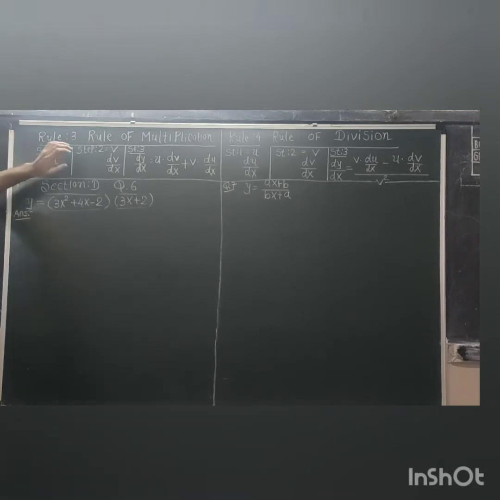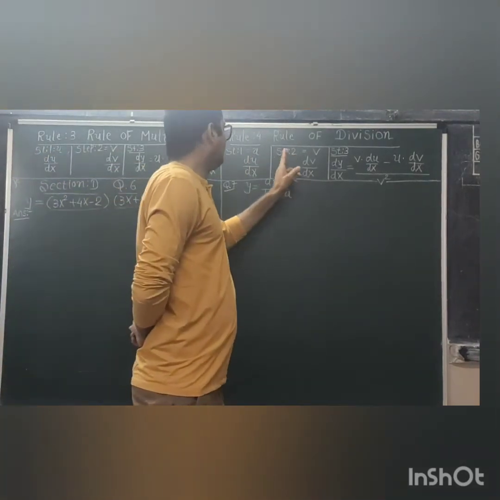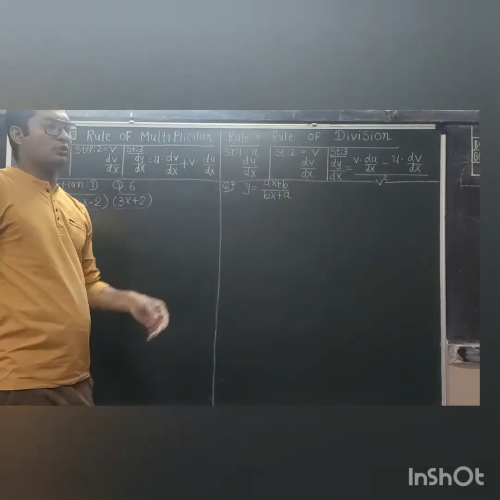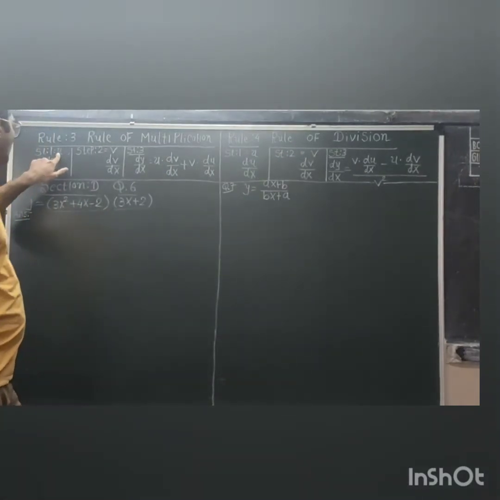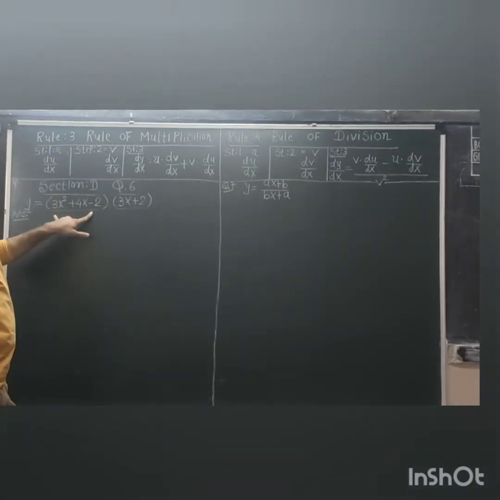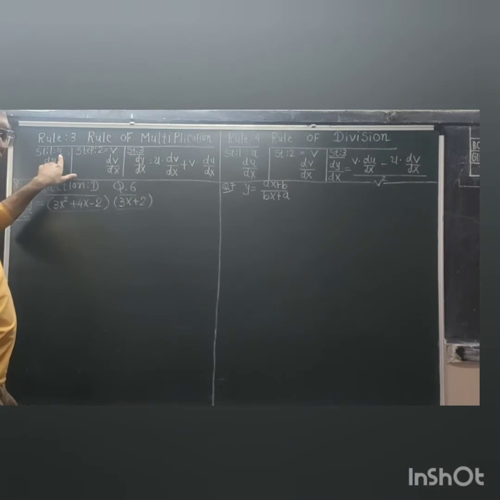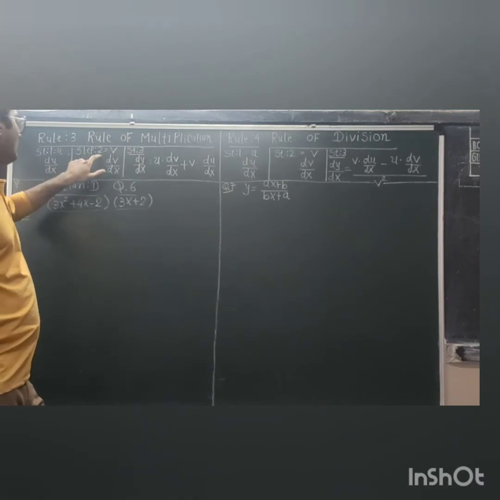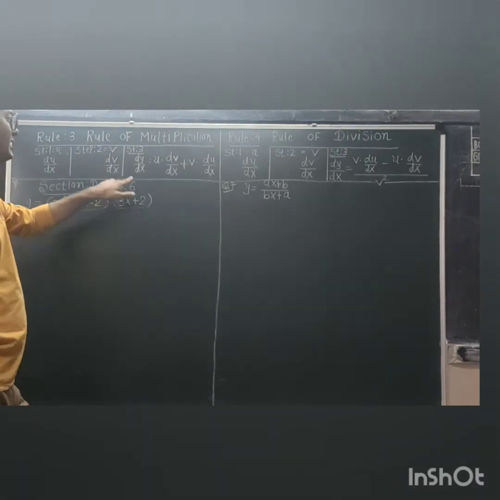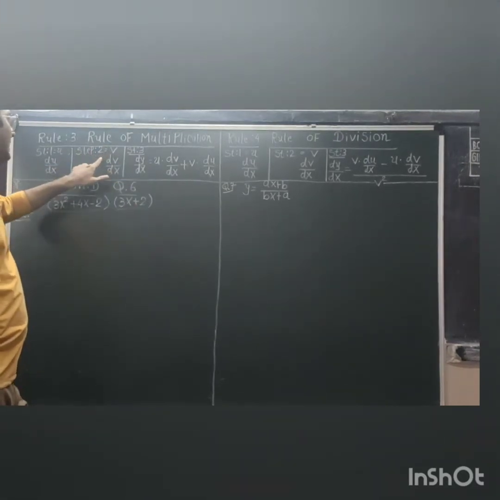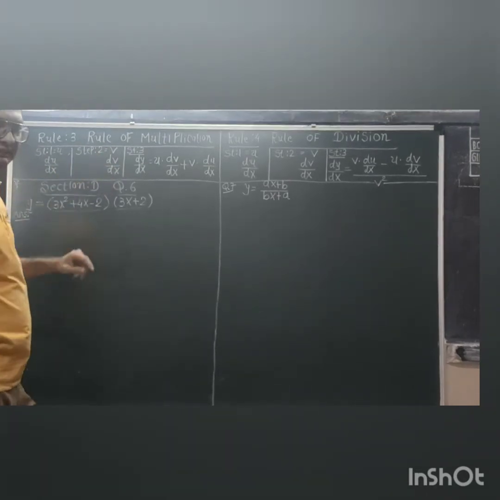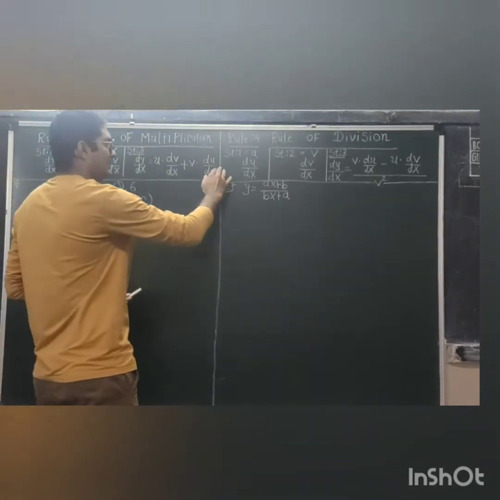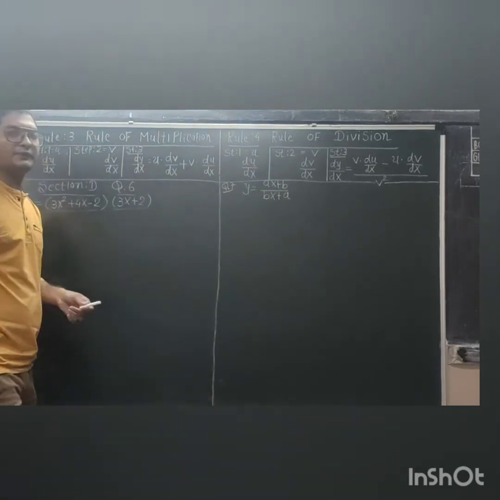Here step 1 and step 2 are the same in rule number 3 and rule number 4. That is, first of all, the first function we assume is u, and now we find du upon dx. Same way, for the second function we assume v and now find dv upon dx. The same way applies here in the rule of division.